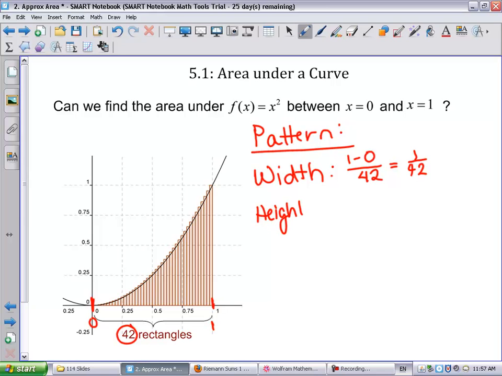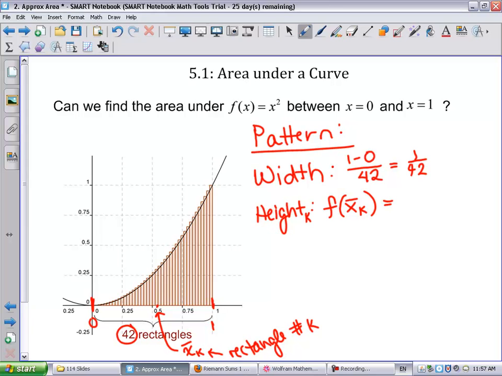But what about the height? Well, the height is going to depend on where you pick the x value. We're going to call these x values that we're plugging in x bar, and we're going to put a little k under it. That says it's rectangle number k. For our height, we're going to do f of x bar k. That's going to be the height of rectangle k.